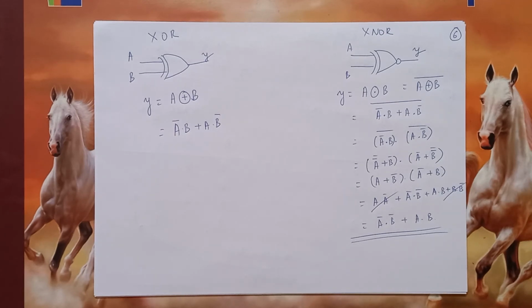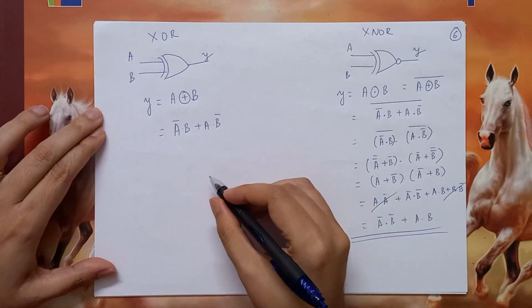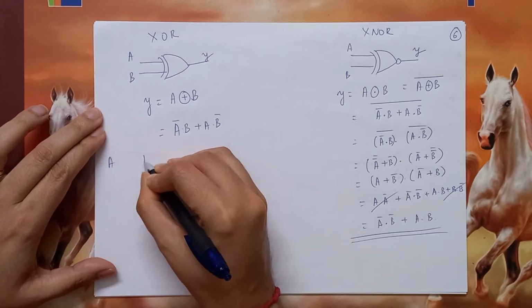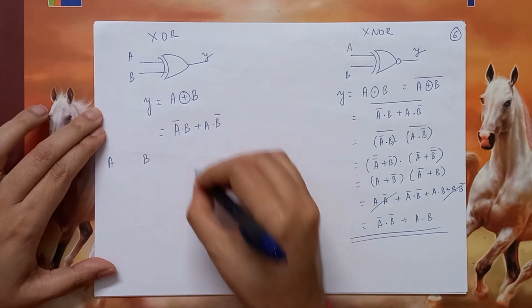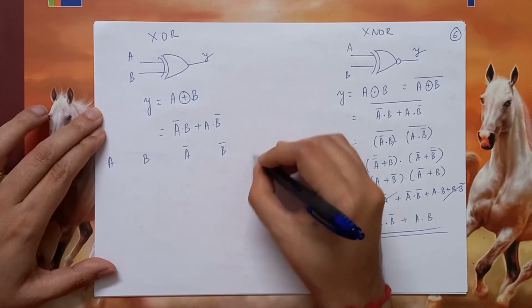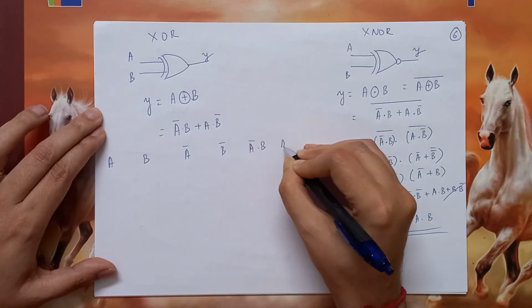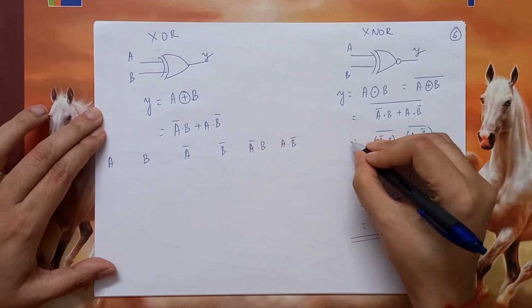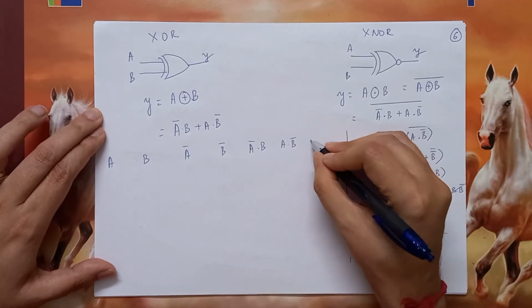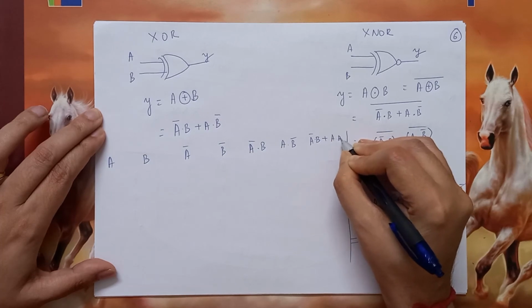You can also prove this using truth tables. Let's do that for the XOR case. So we said that this is A, this is B. Let's take the A bar column, the B bar column. Let's have one more column for A bar dot B, another column for A dot B bar, and the final column for A bar dot B plus A dot B bar.